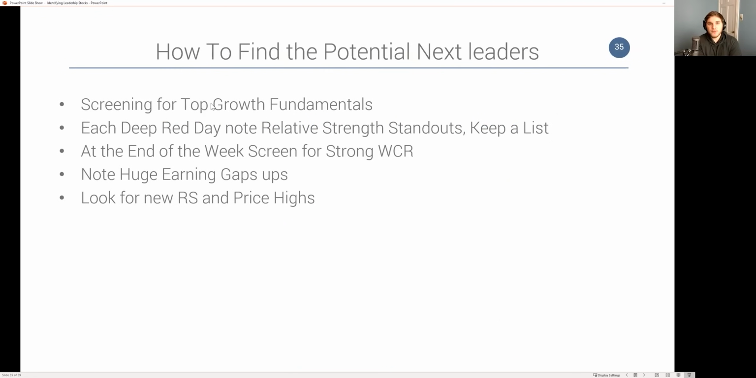So how do you find the potential next leaders? Well, we can talk about the screens a little bit more for those top growth fundamentals, but really you have to be looking at the charts that come up from those screens, because a stock isn't going to go from 50 to 250 without presenting good buy points and good technical characteristics. So the price action has to match the fundamentals, even if the earnings growth is over 1,000%. The price action, supply and demand, has to confirm the story and the fundamentals.